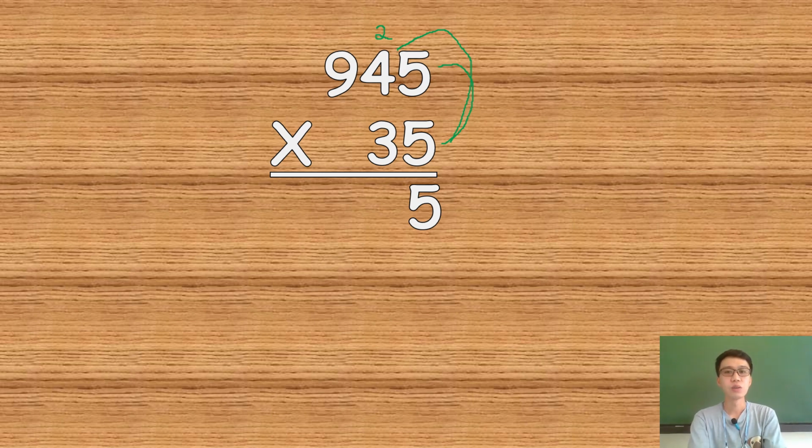Plus 2 is equal to 22. Write 2 and then carry 2. 5 times 9 is equal to 45, plus 2 is equal to 47. Very good, kids. Next, 3. 3 times 5 is equal to 15.